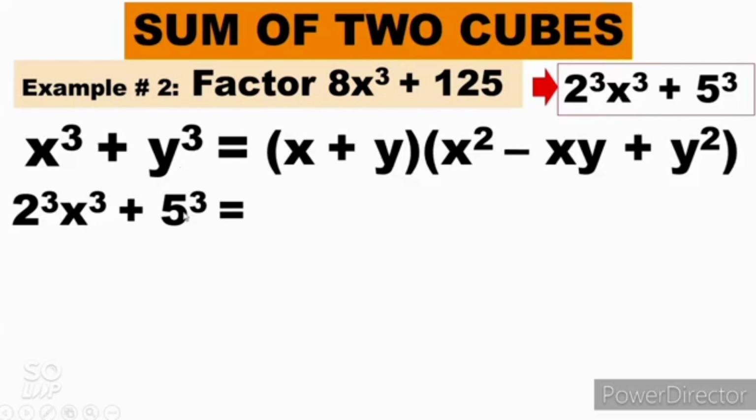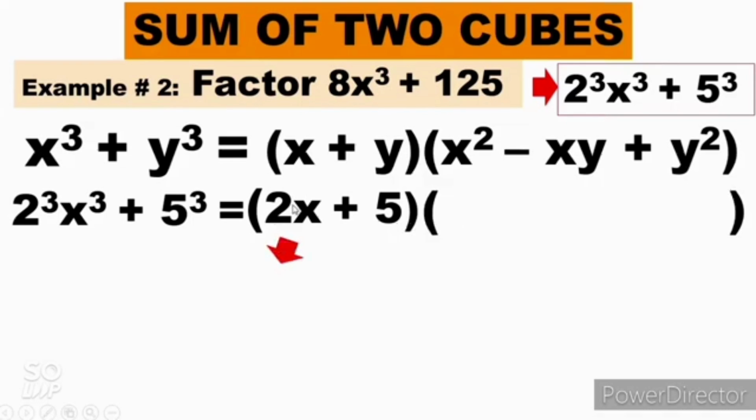Then we have 2 cubed, x cubed plus 5 cubed. And then, to get the binomial factor, ang gagawin natin, kukunin lang natin yung roots, okay, ng exponential form natin, which is 2x plus 5. Or from the given 8x cubed plus 125 to get 2x, kukunin natin ang cube root ng 8. Cube root ng 8 is 2. Cube root ng x cube ay x. So that's why we have 2x. Okay, next, the cube root of 125 is 5. Again, our binomial factor is 2x plus 5.